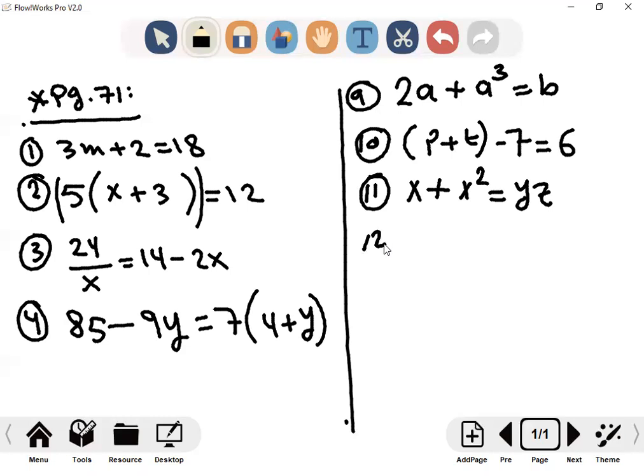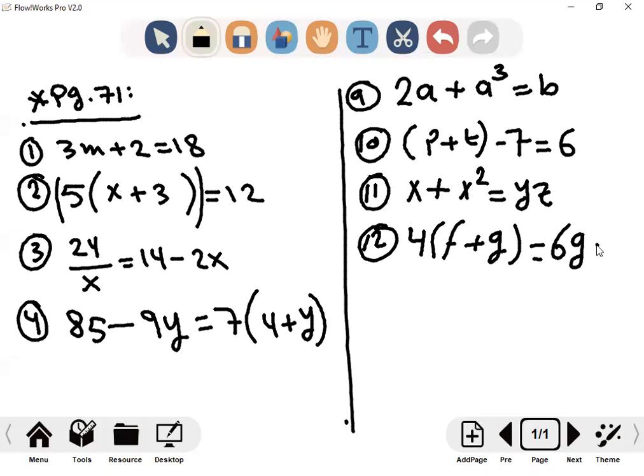Question 12. 4 times the sum of f and g is identical. Identical means the same, equal. Is identical to 6 times g, means 4 times the sum of f plus g equals 6 times g.